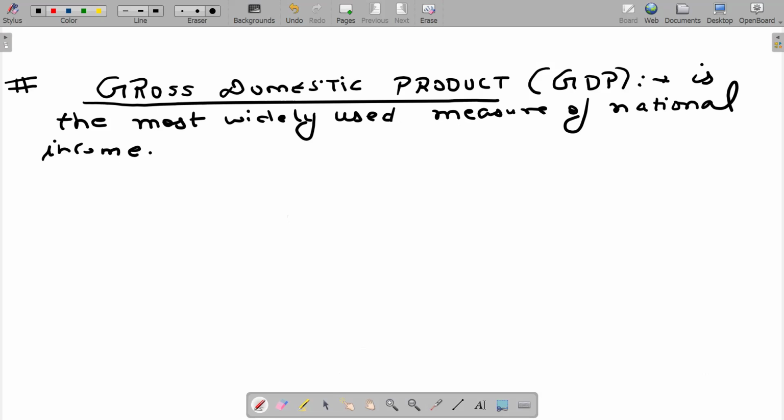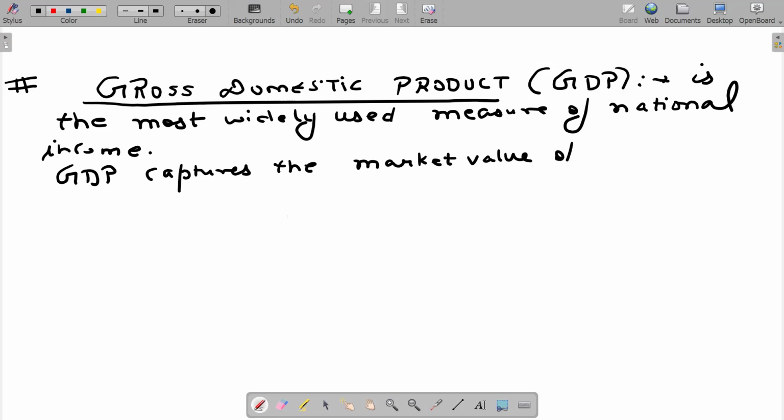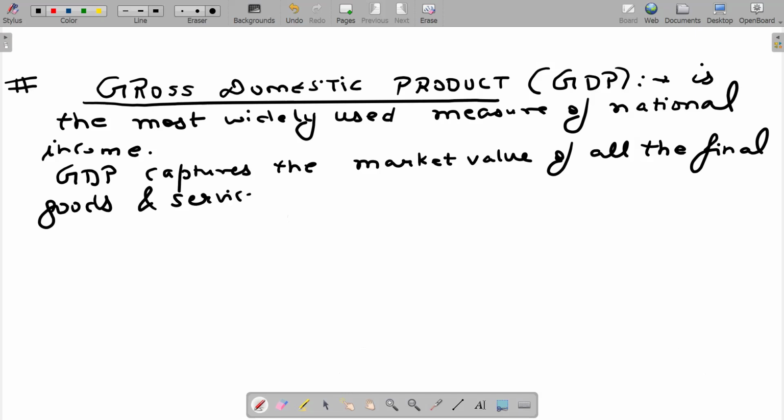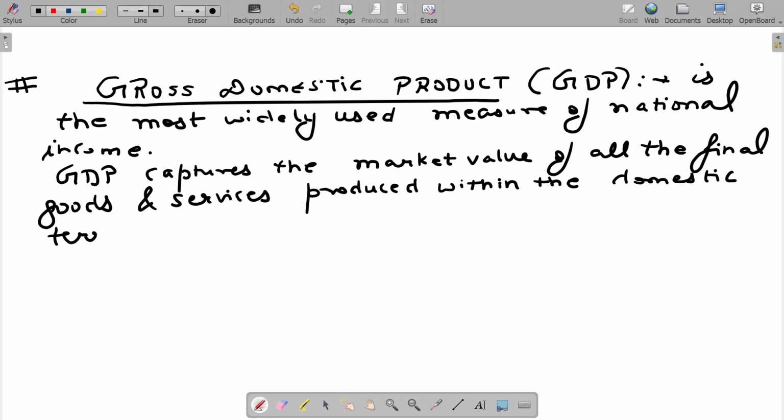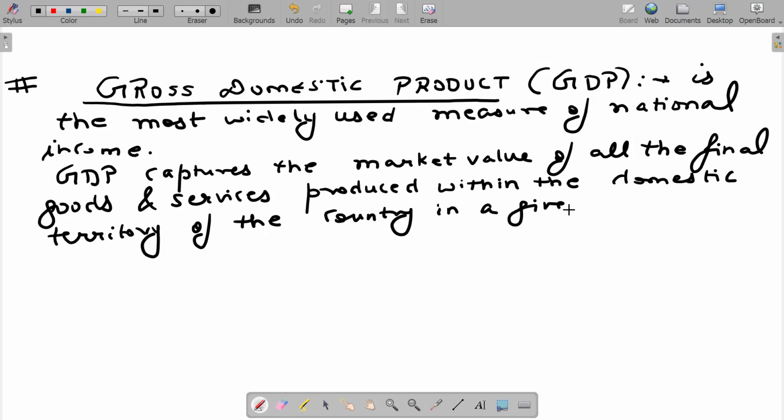So I can say that GDP captures the market value of all the final goods and services produced within the domestic territory of the country in a given accounting year.